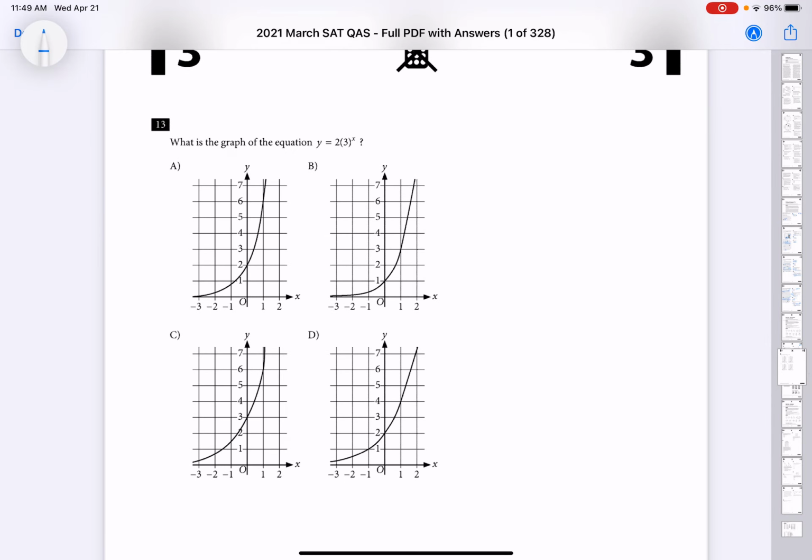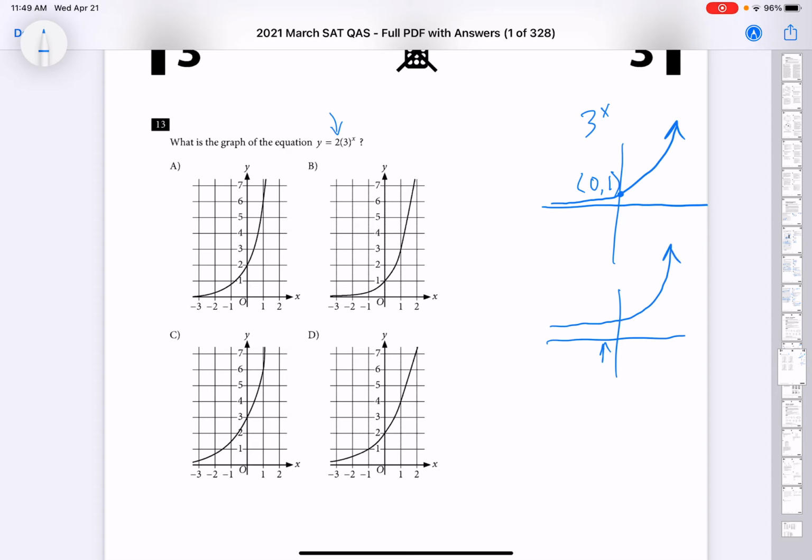What is the graph of the equation y equals 2 times 3 to the x power? All right, so the basic graph of 3 to the x power is going to look like this, where it crosses 0, 1. Now what happens is that if it's going to get multiplied by the value of 2, that means that the y-intercept is going to move up. And so it's now going to be here, at 0, 2.